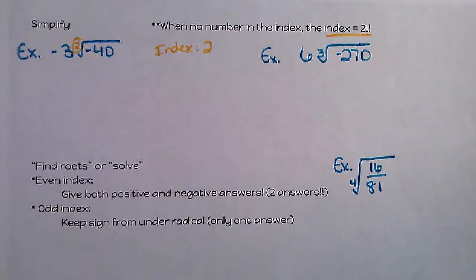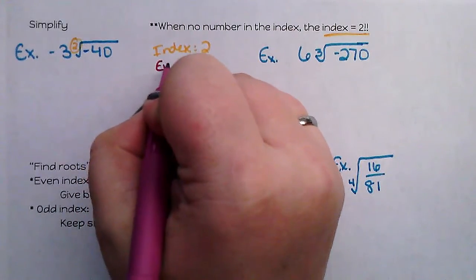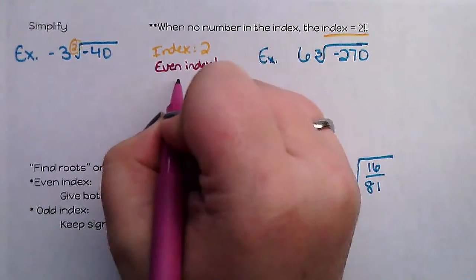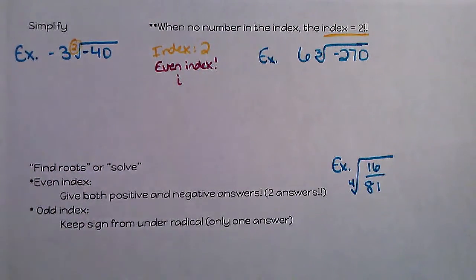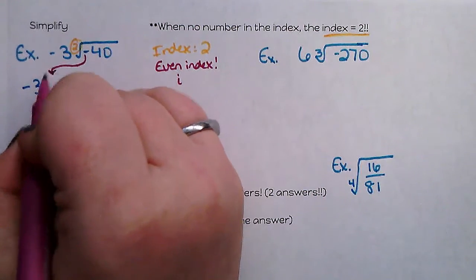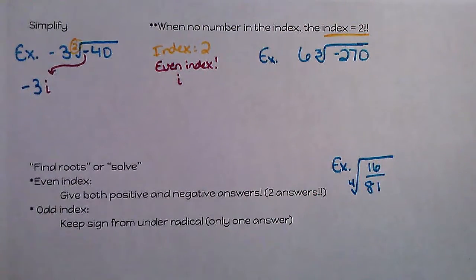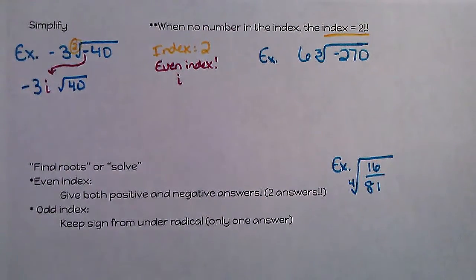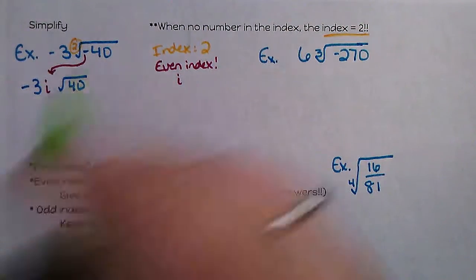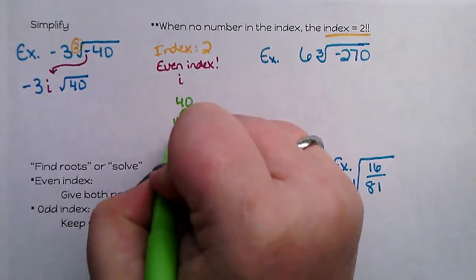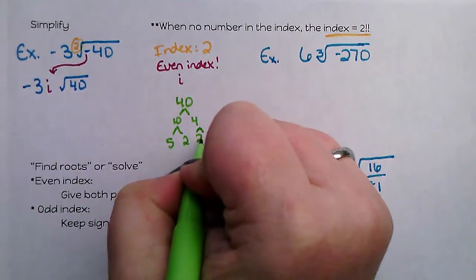So we notice that this has an even index, and with that negative under it, that means we're going to have an i. So when I bring down this -3, this negative is going to give me an i. Then I just have to do the square root of 40. So we make a factor tree for 40. 40 divides by 10 and 4, 5 and 2, 2 and 2.